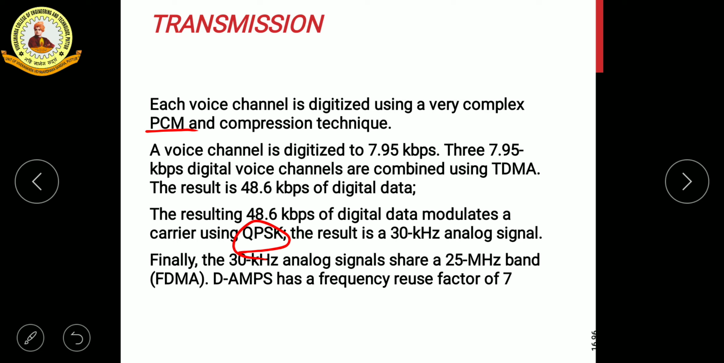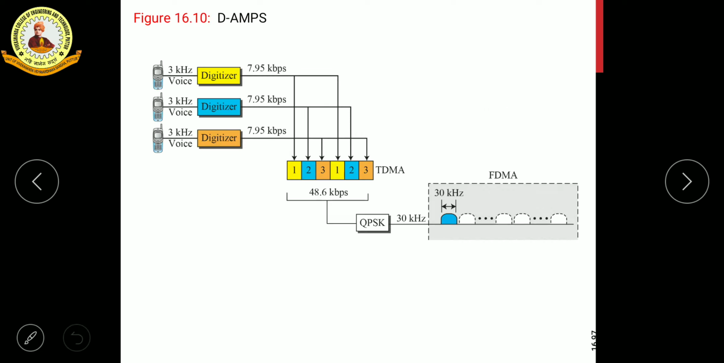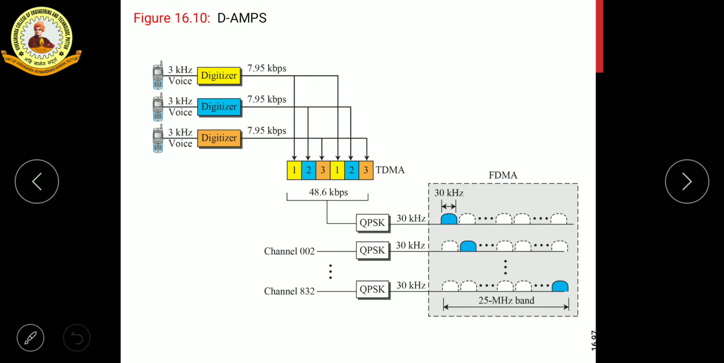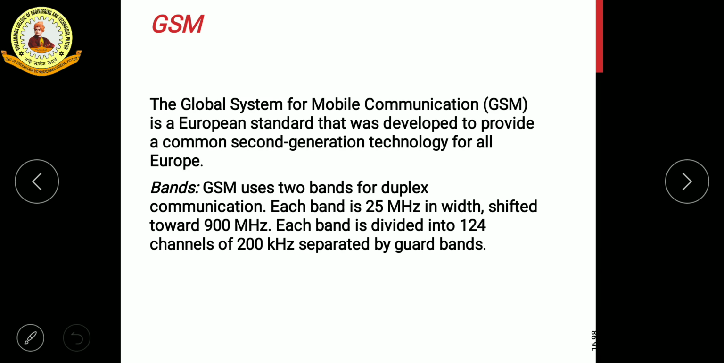Then finally, the 30 kilohertz analog signal shares a 25 megahertz band, as we have seen in the FDMA case, and DAMPS has a frequency reuse factor of 7. Okay, so this is how it is shown. This figure is not so important, I'll leave it.